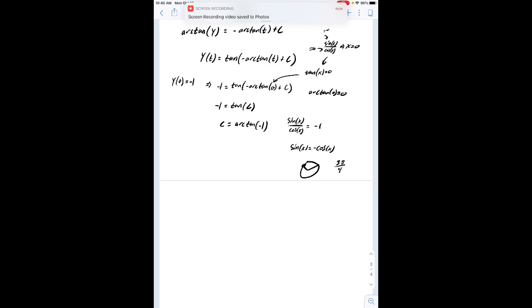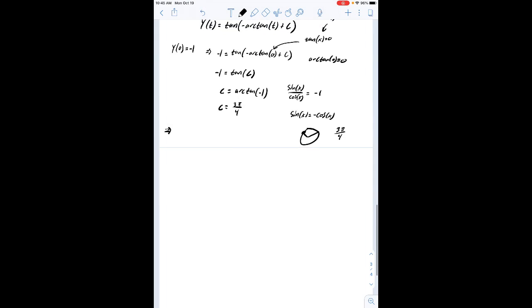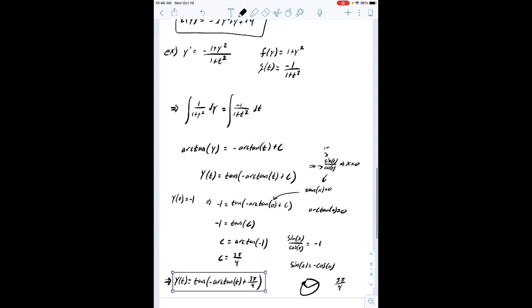Okay, so now we know that c is equal to 3 pi over 4, which then gives us our specific solution, which is y of t is equal to tangent of negative arctangent of t plus 3 pi over 4. And this is going to be our final solution for our original differential equation, which was given right here.